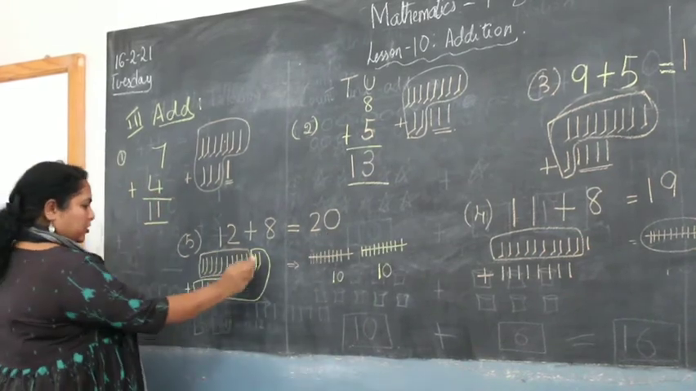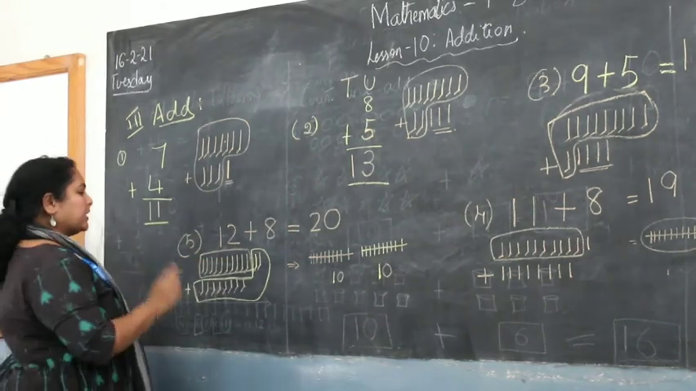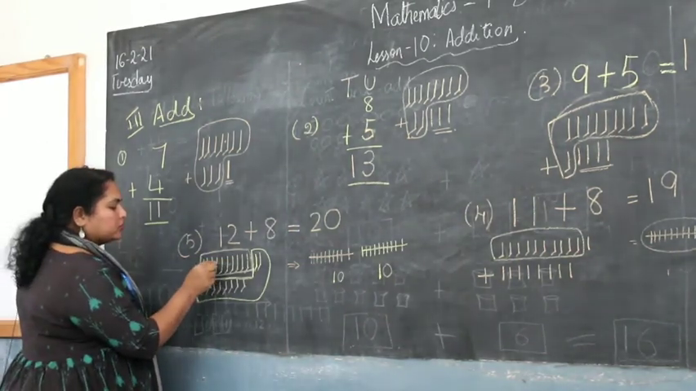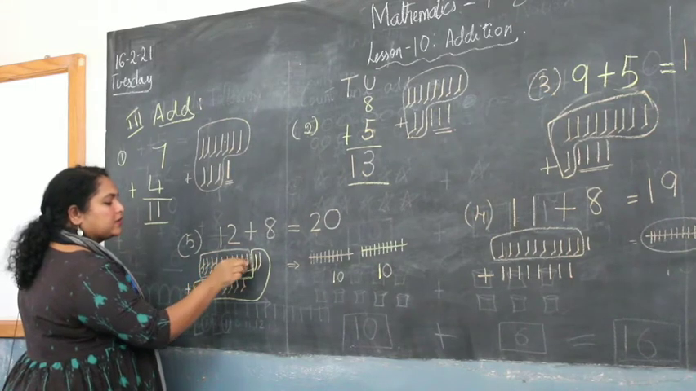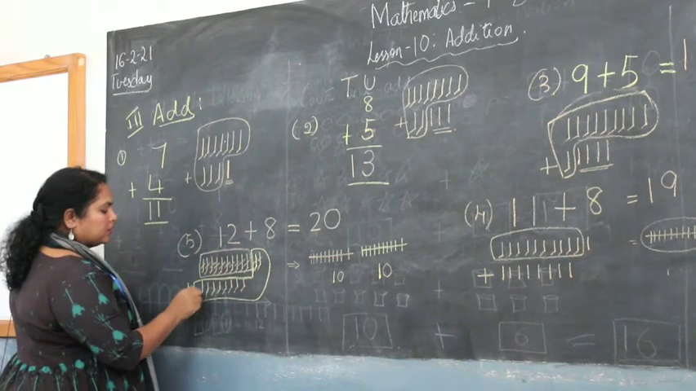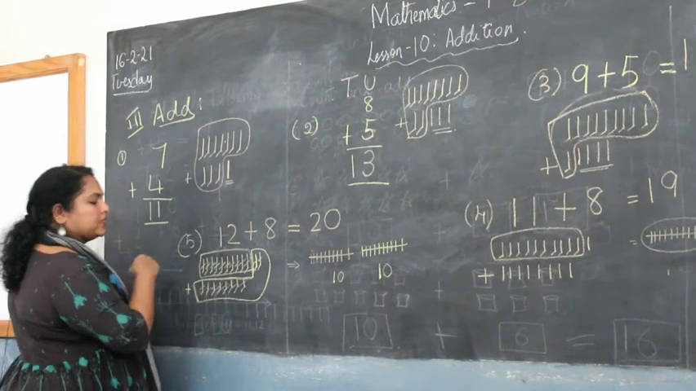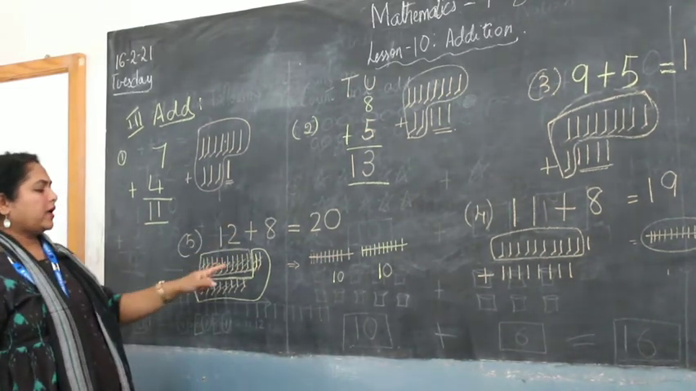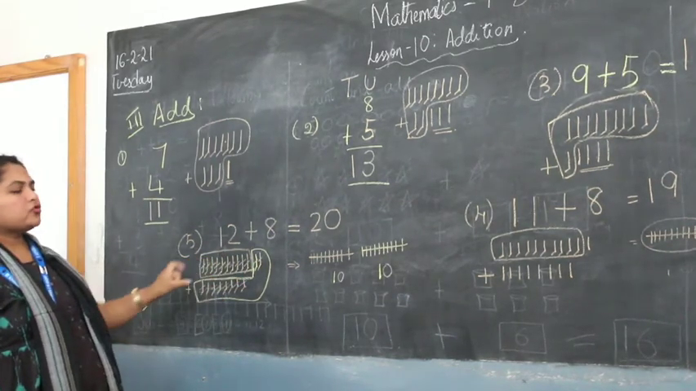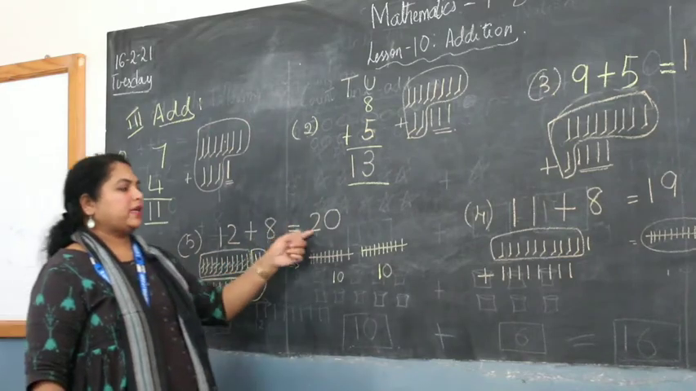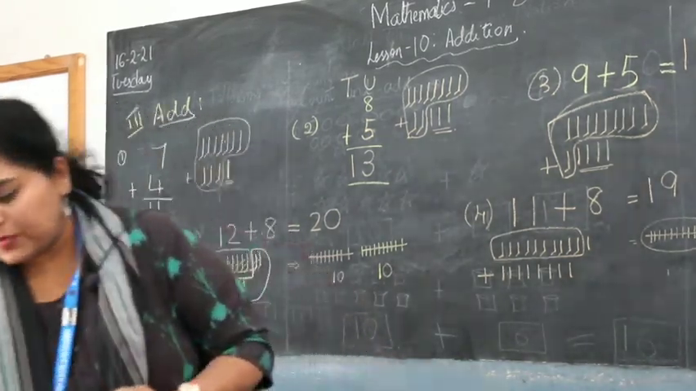So when you total or count everything together, you will get 20 sticks. You want to check that? 1, 2, 3, 4, 5, 6, 7, 8, 9, 10, 11, 12. 13, 14, 15, 16, 17, 18, 19, 20. So 12 plus 8, we have drawn 12 sticks plus 8 sticks. So totaling up together we get 20. This is how you do grouping of 10s children.